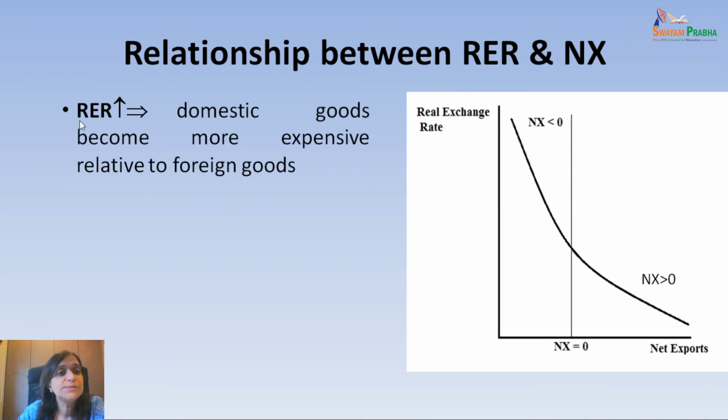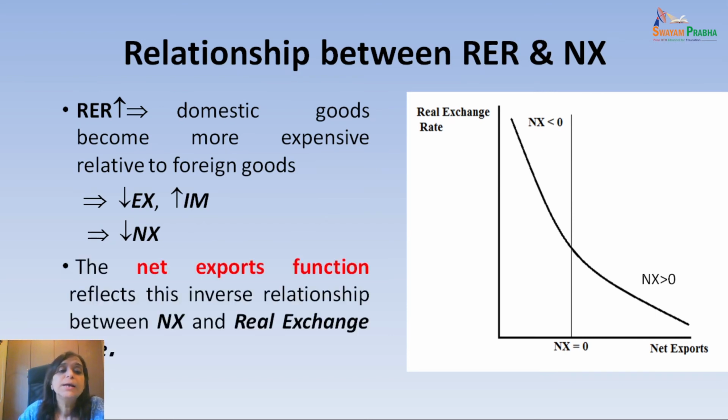So as we just said, a rise in the real exchange rate would mean domestic goods become expensive relative to foreign goods. This would mean a fall in exports and an increase in imports. Therefore, you will see a fall in net exports. More imports, less exports, net exports may become negative, or it may become a trade deficit if earlier you were having a trade balance. The net exports function, what does it mean?